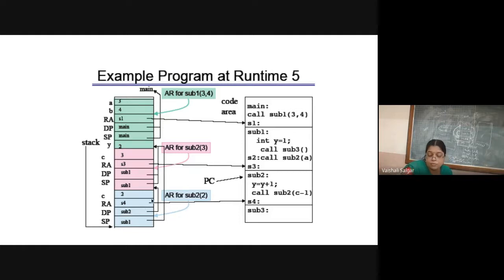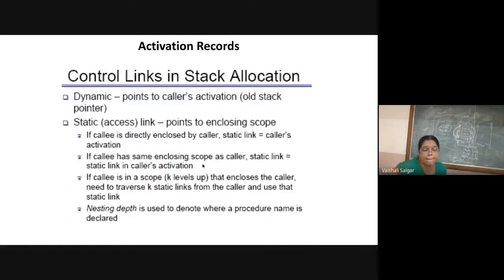From main it is calling sub1. From sub1 there is a call to sub3 and then sub2. From sub2 there is again a call to sub2 itself. Initially it will call sub2 with 3, then sub2 with 2, and so on. This is how the activation record contents change when the program is executed. Is that clear? Now Anushka, I hope you have understood.